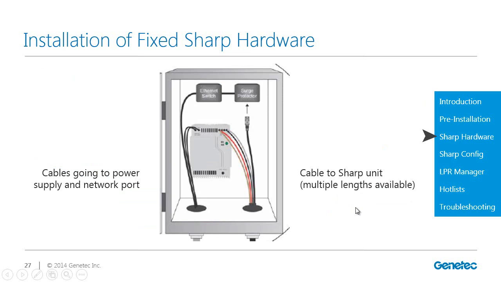So here's a diagram of how the wires are connected for the Sharp system, and an example of how it would look in an enclosure where we do have a power supply, and we have an Ethernet switch up here as well. The cable coming from the Sharp is coming in on the right side underneath here, and the left side here is going to the power connections and to the network as well.